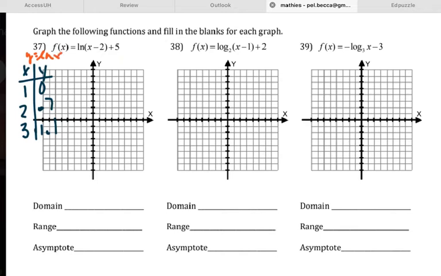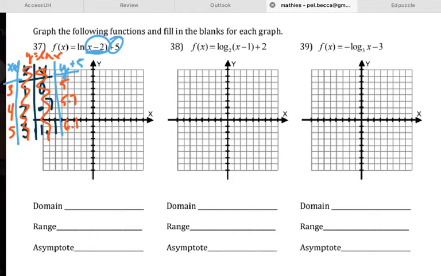Okay, so now I take the parent function and I change it based on my numbers. This says take your x's and go the opposite of the sign. So that's x plus 2. So I'm going to go through and add 2. Plus 2, plus 2, plus 2. Now I don't need my original x's of the parent function. Now it says take your y values and add 5. Plus 5, plus 5, plus 5. Okay, so I took my parent function and I changed my x's and y's.